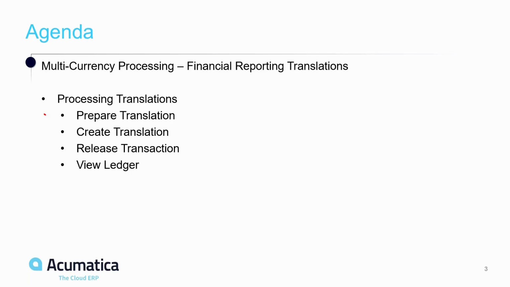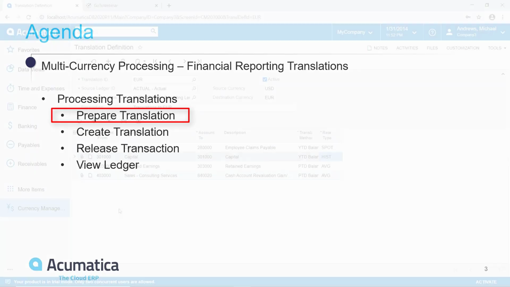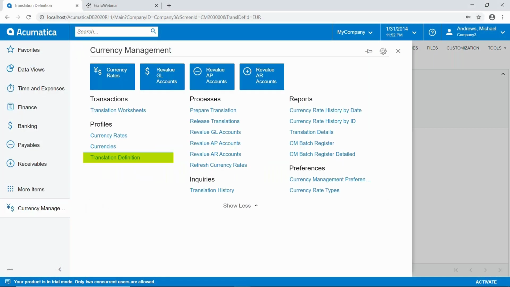So the first thing we're going to do is prepare the translation, create the translation, and then release it. So these steps are pretty straightforward. And then once we release it, we can look at the ledger. So let's start with our first step of preparing the translation. So let's go ahead and prepare our translation.